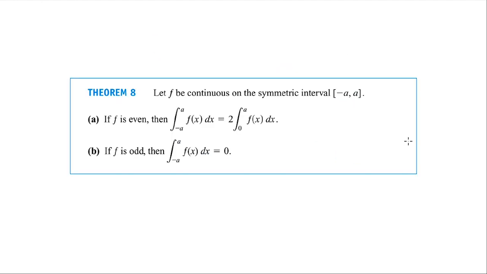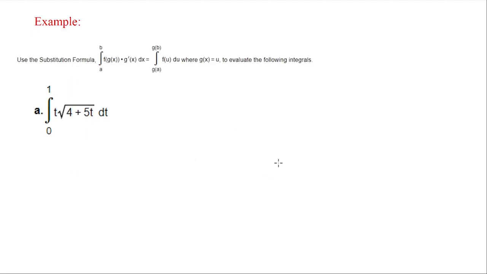So we can conclude that, if we have a continuous symmetrical function and the function is an even function, the integration from negative a to positive a is equal to 2 times the integration from 0 to a. Similarly, if we are playing with an odd function, the integration from negative a to positive a is actually 0. So now let's look at some examples using the substitution method.